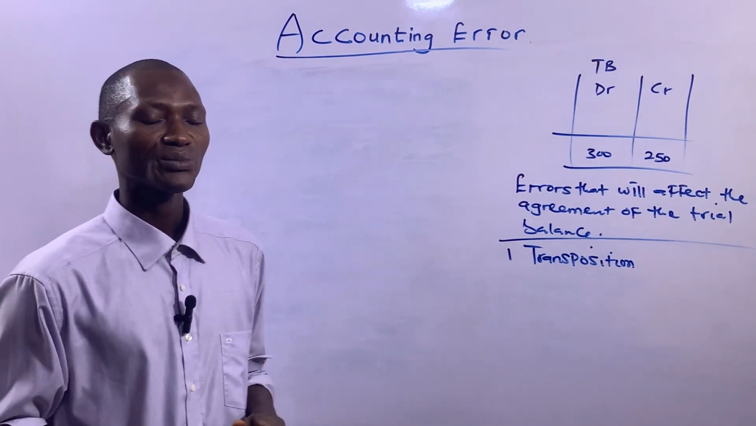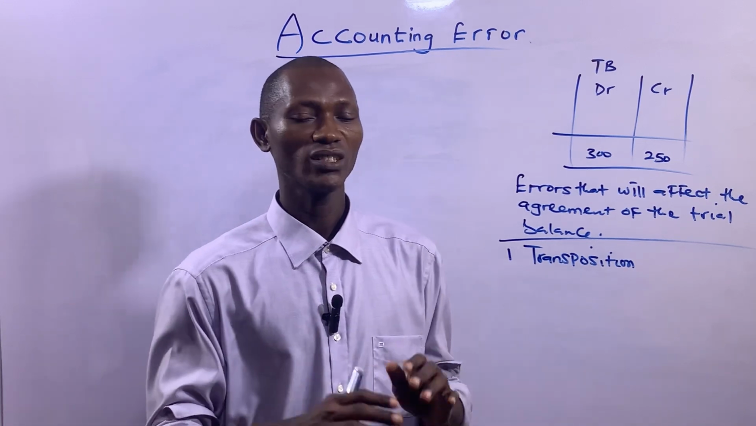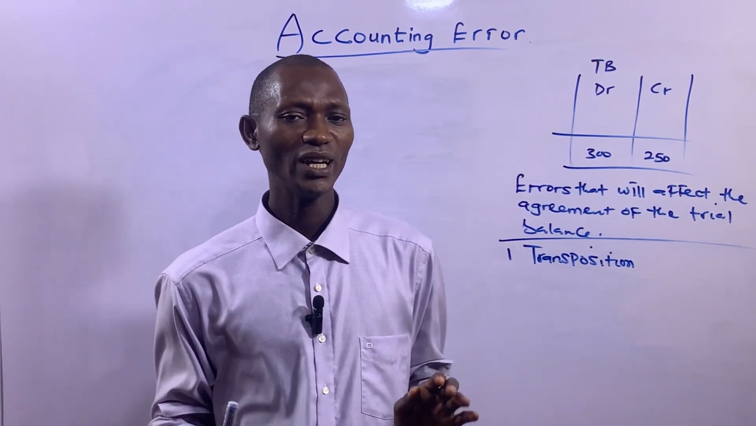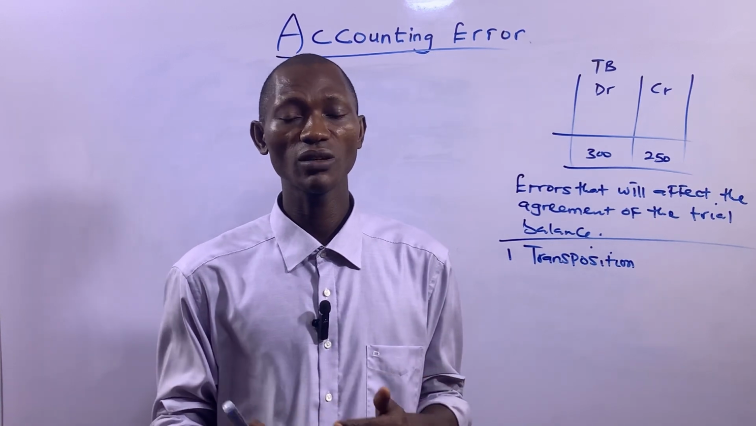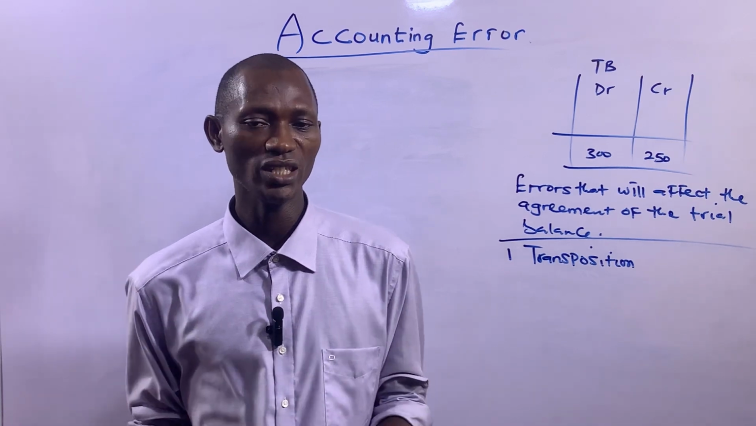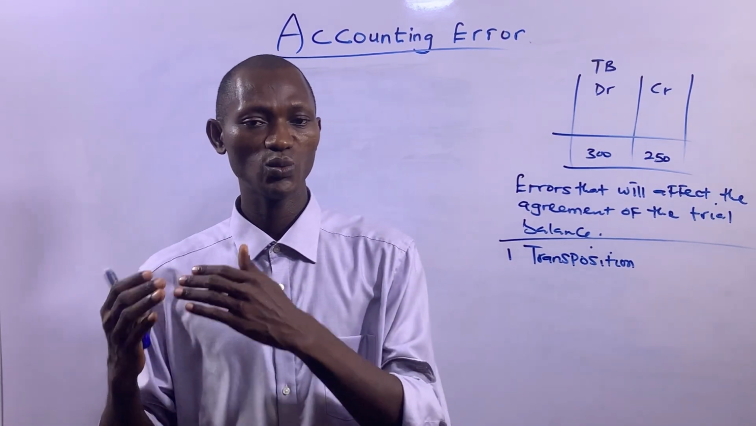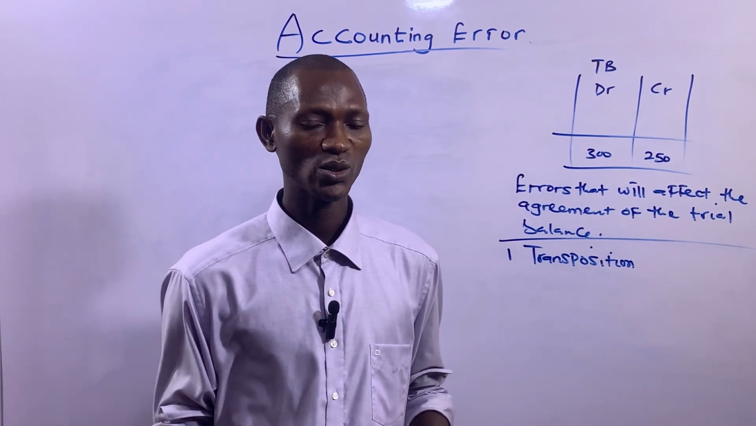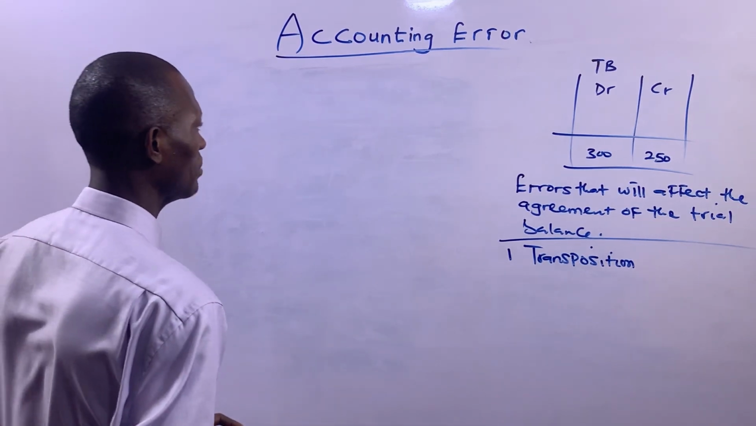Error of transposition, when it occurs, will affect the agreement of the trial balance. Error of transposition occurs when the position of figures in the accounts have been interchanged. That means you've interchanged the figures and you've recorded it, and used it to complete the double entry for a particular business transaction. So this is what that means.